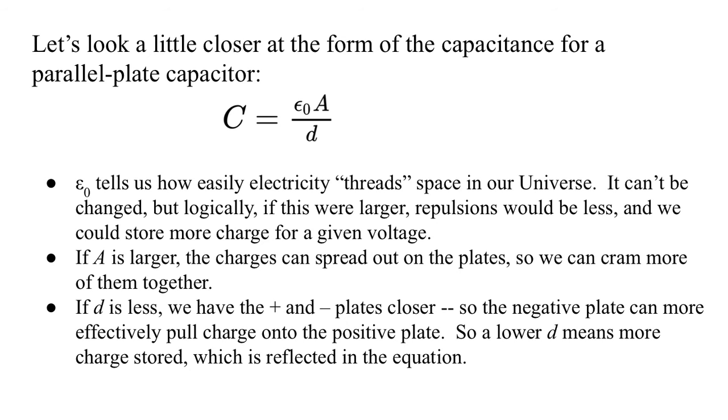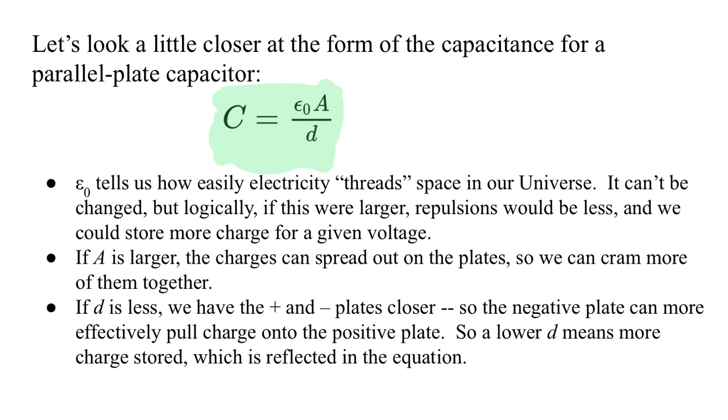Let's take a little closer look at the form of the capacitance for the parallel plate capacitor. We found that the capacitance is going to be epsilon naught A over D. Let's see if these at least make some sense as to why we can store more charge at a given voltage in a large capacitor. Well, epsilon naught tells us how easily electricity threads the space in our universe. It really talks about how easily things are polarized, that the atoms and stuff stretch out in the electric field, and the larger epsilon, the more they would stretch out. That actually turns out to mean that it would reduce the electric field. That stretching in materials would create a counterfield that would reduce the total net field.